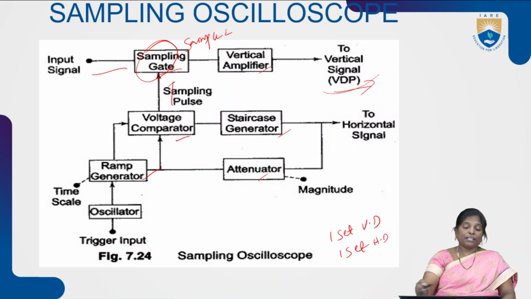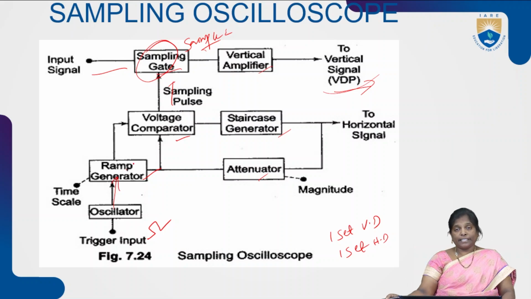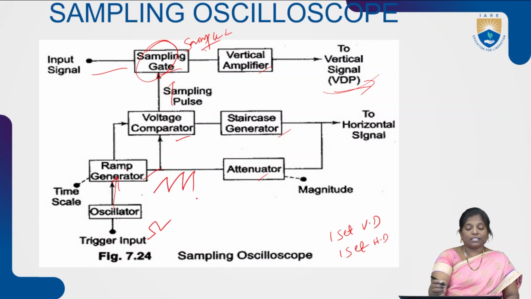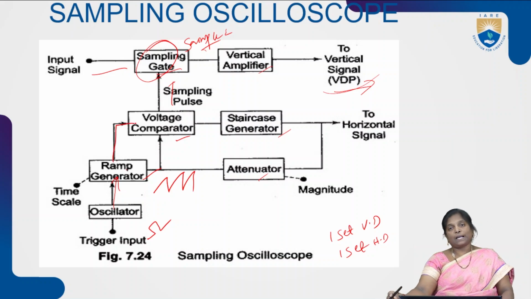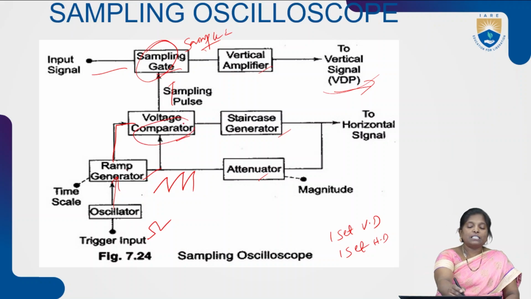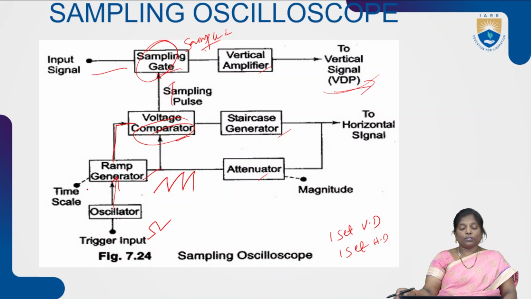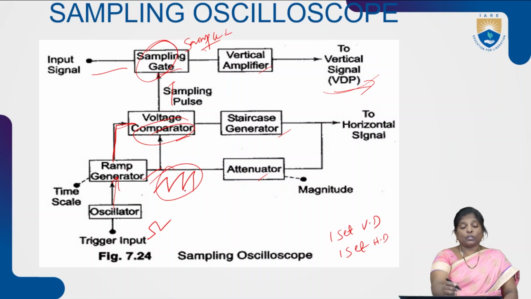Initially the input signal is sampled here. Meanwhile, whenever we apply the triggering pulse, the oscillator generates pulse signals. When those pulse signals are applied, the ramp generator generates a sawtooth waveform or ramp signal. The same ramp signal is applied as an input to the voltage comparator. As we know, a comparator compares two given input signals and generates an output accordingly.